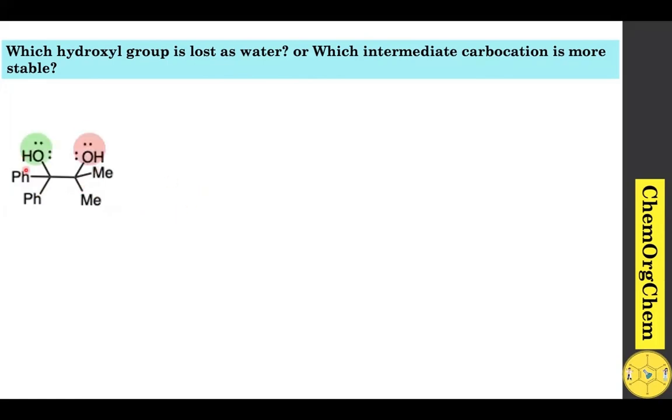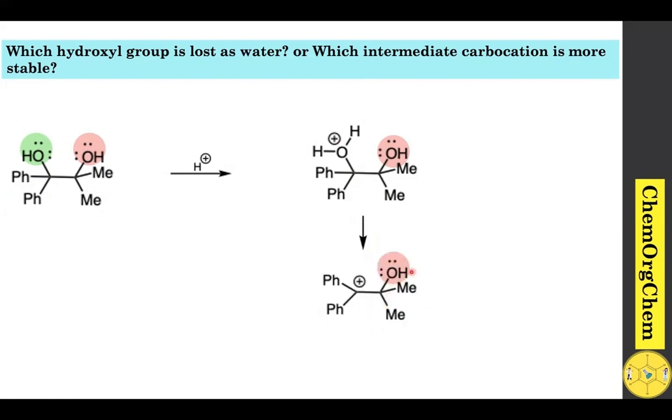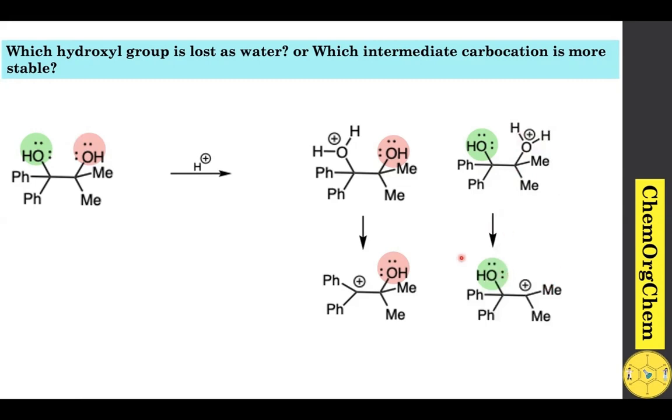Here we choose one of the hydroxy groups, green circled. When you subject it to acidic conditions, you will get this type of protonated alcohol, followed by elimination of water, and you will get this type of carbocation. Similarly, now you choose this circled hydroxy group, you will get the corresponding protonated alcohol intermediate, followed by elimination of a water molecule, and you will get this type of carbocation intermediate. Now you see which carbocation is more stable.